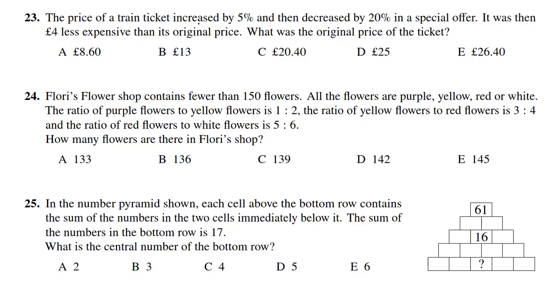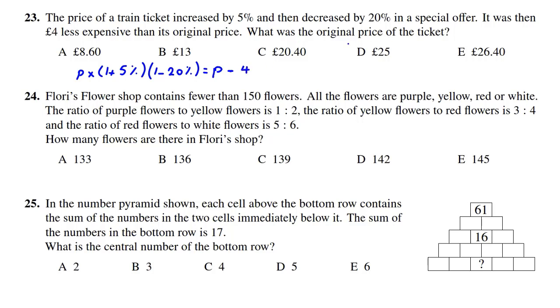So, suppose the original price of the ticket is P. When you increase by 5%, it will be multiplied by 1 plus 5%. When you decrease by 20%, you will multiply by 1 minus 20%. It was then 4 less expensive than its original price, so it will be the original price minus 4.